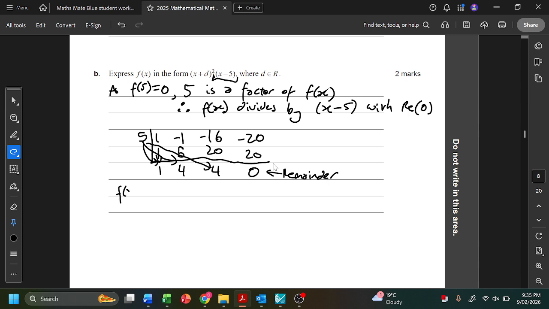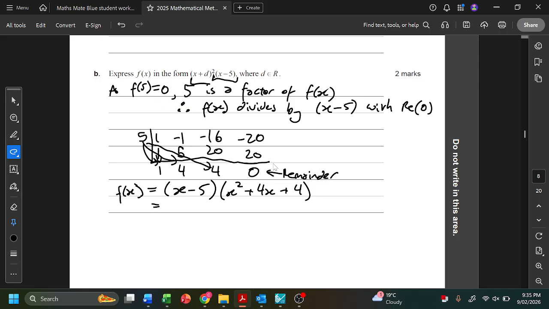So that's just telling us that f of x can be written as x minus 5 times x squared plus 4x plus 4. So we're writing those coefficients there in descending order. We're attaching them to powers of x in descending power, counting down from 2.